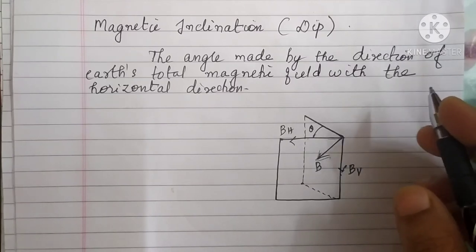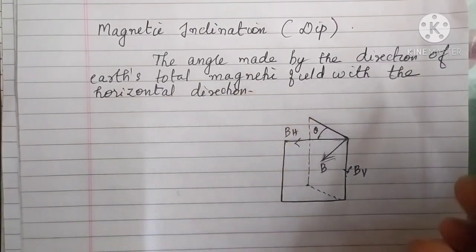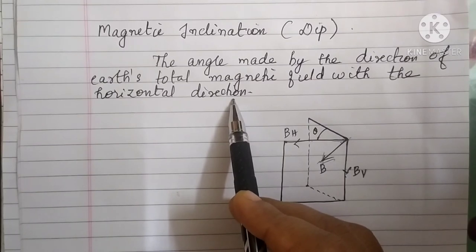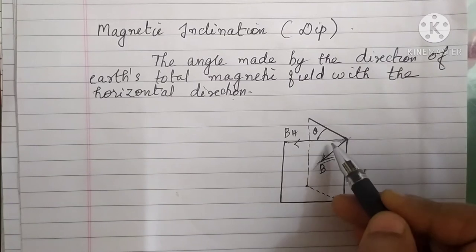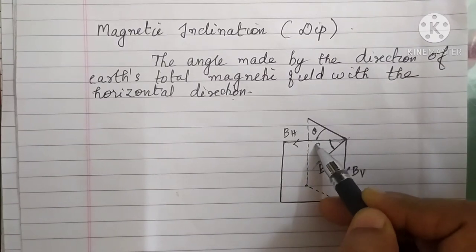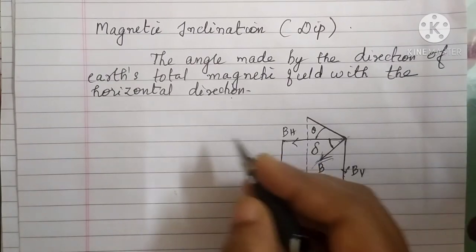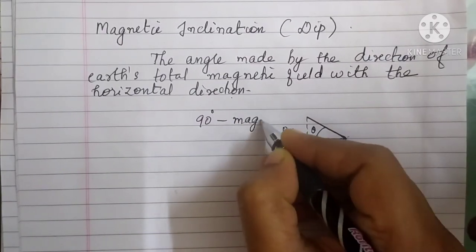Okay, that is dip and the variation. It is the angle made by the direction of Earth's total magnetic field, that is B, with the horizontal direction. The angle between the horizontal component and the total magnetic field is called dip. It is denoted as delta. Understood? The dip will be maximum, that is 90 degrees, at the magnetic poles.